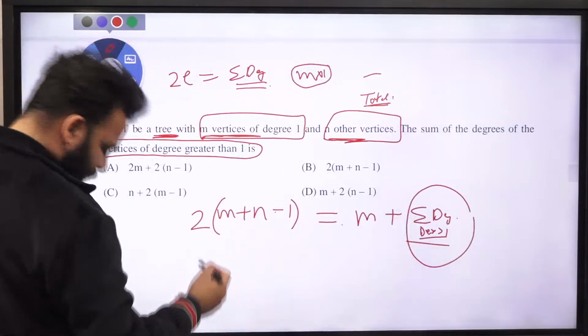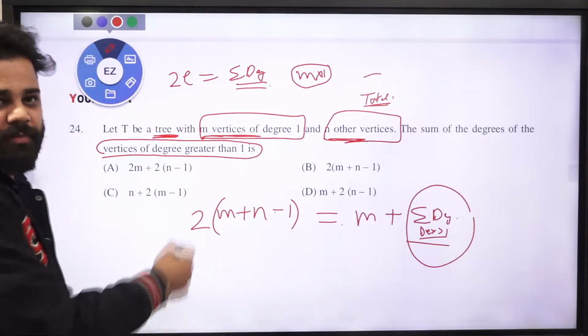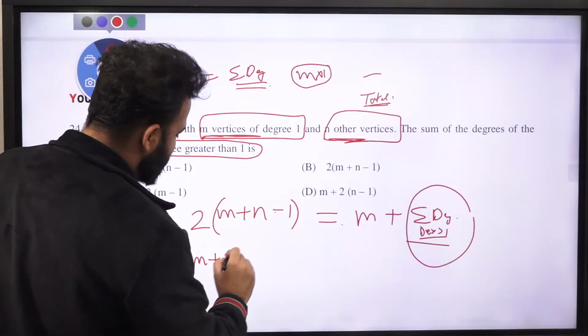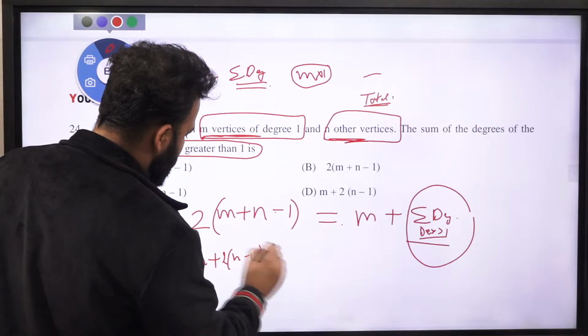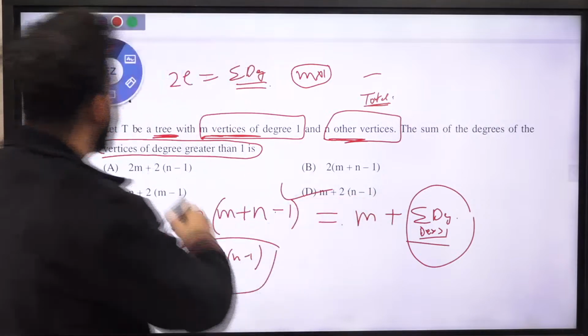So if you put this in this, it will be 2m minus m. Well, m will come here, 2m minus m will be m plus 2 into n minus 1. So 2m plus 2 into n minus 1. So D will be our correct answer.